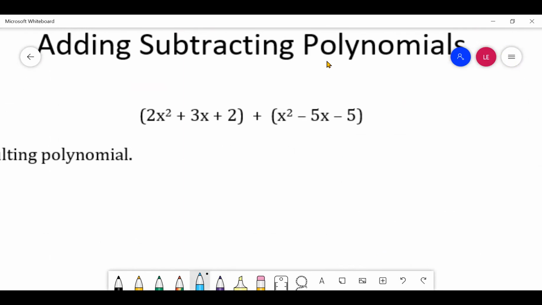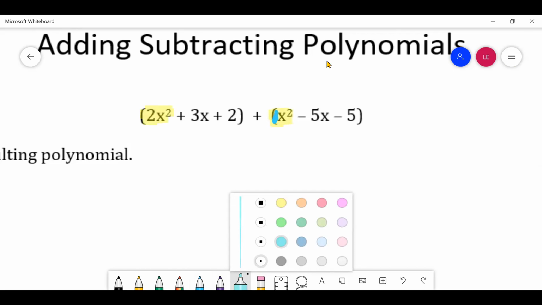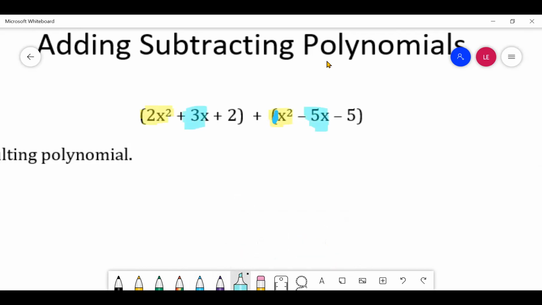You just combine like terms. If it doesn't have a coefficient, it's understood that it's a 1. This is on the last page of your notes, I believe. What you do here is line up like terms. This term lines up with this one. Those are like terms. The 3x goes with the 5x. And then lastly, the 2 goes with the 5. So really all you're doing is combining these two, those two, those two. If it doesn't have anything to combine with, you just leave it alone.